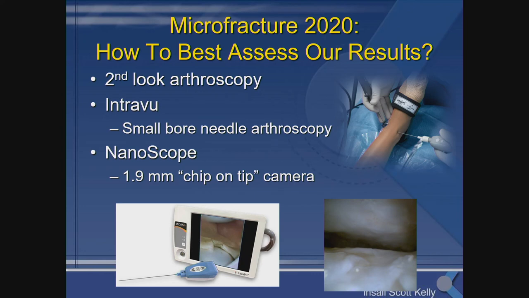You can't do anything besides diagnostics. You can't excise any loose bodies or loose cartilage, but patients sometimes like to see this, and this may have more use versus an MRI if you can actually see it. Also, the nanoscope, by only having a 1.9 millimeter chip on the tip, is also a very minimally invasive way that we can go in and potentially address some of these issues.